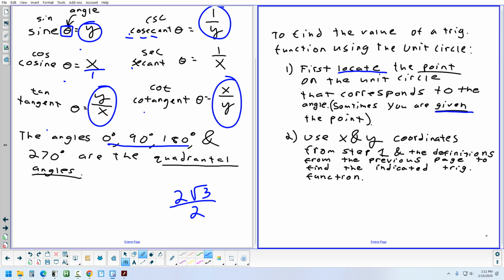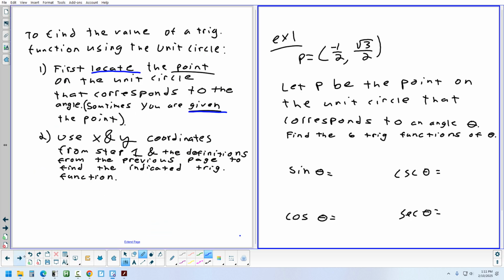All right, so let's try this one. P is just a letter that stands for point. P is just my point. I'm giving you the coordinate -1/2, √3/2. First question: does that look like the coordinate for 0, 90, 180, or 270? Any of them? No, it's not. It's a different coordinate. By Wednesday, you'll know what it's the coordinate for.